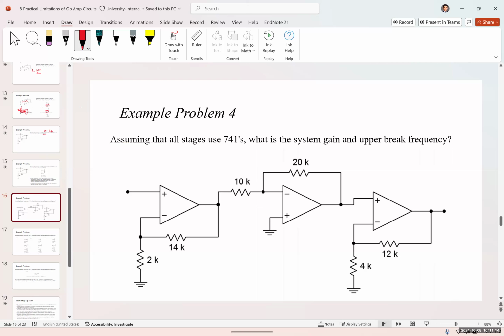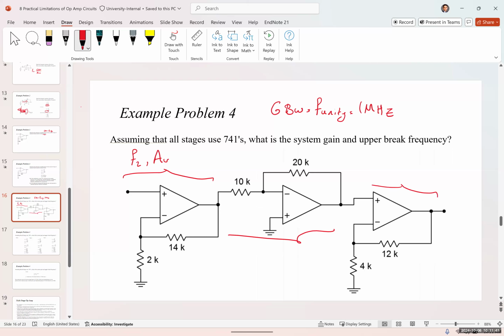So for a 741, the gain bandwidth product, in other words F unity, is equal to 1 megahertz. For this example, what I want you to do is find F2 and gain for each of these stages. So we have 3 stages, and I want you to find F2 and gain for each stage.